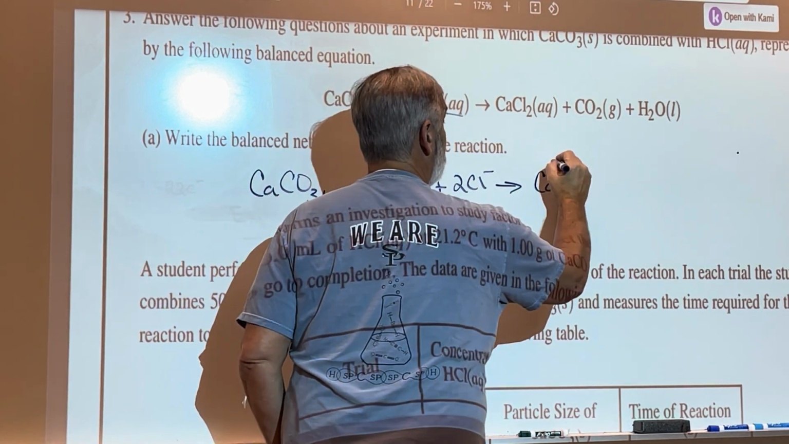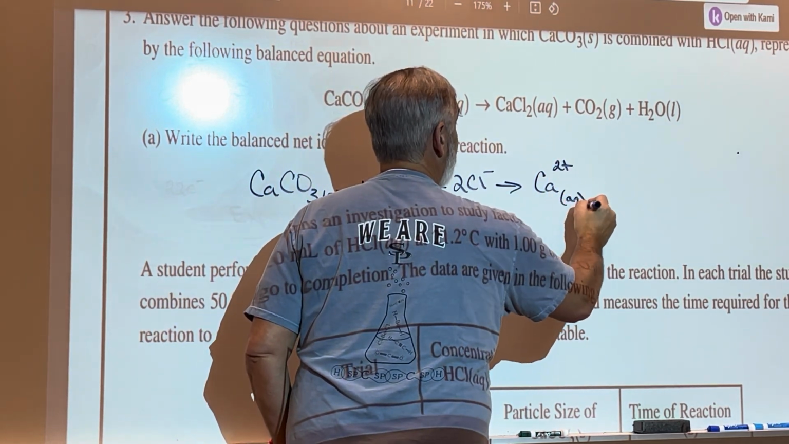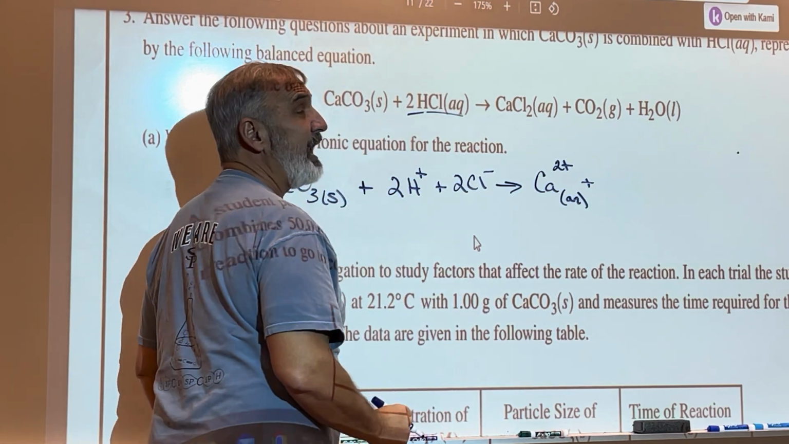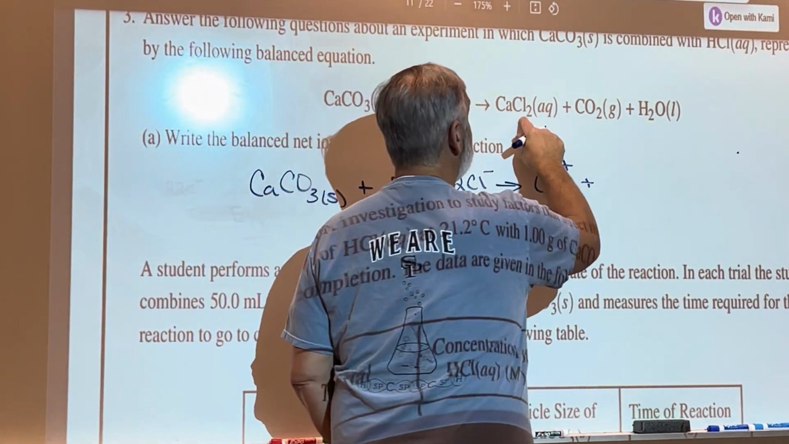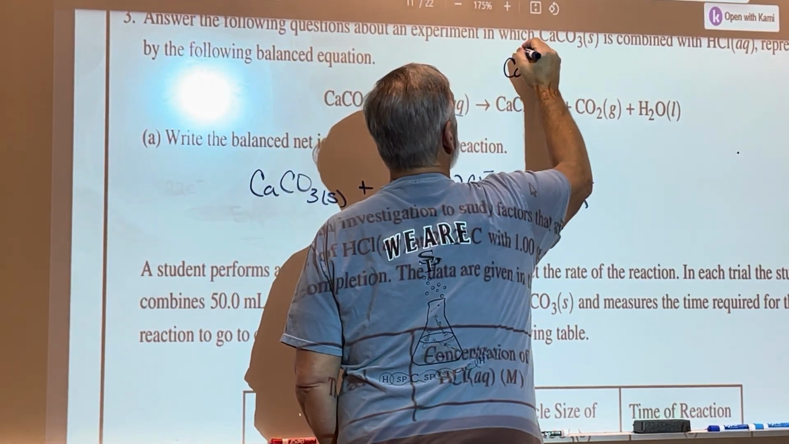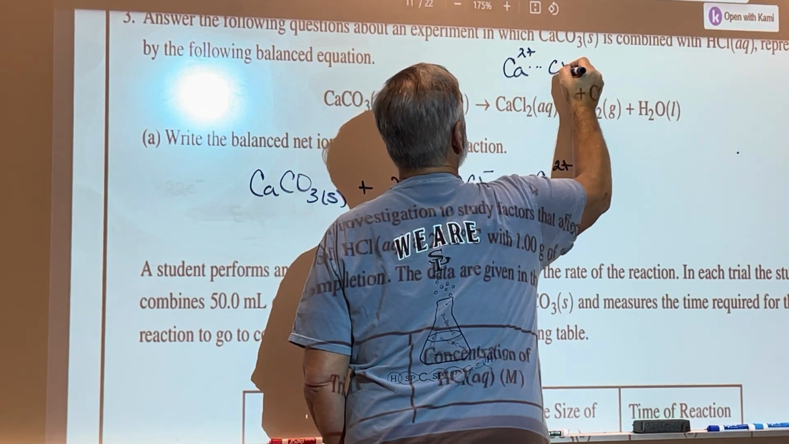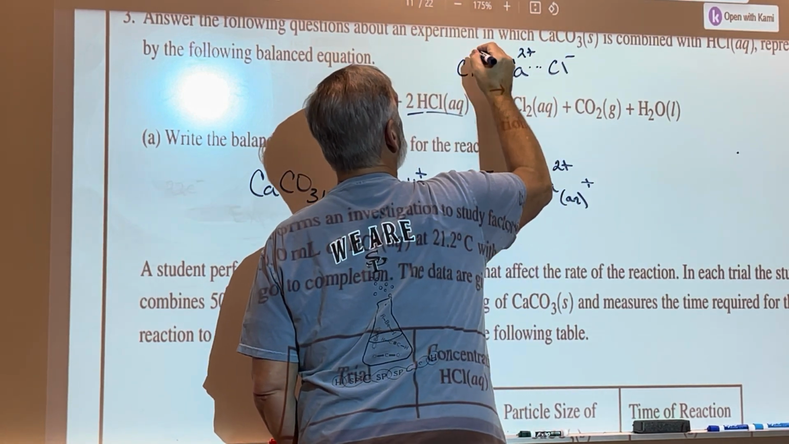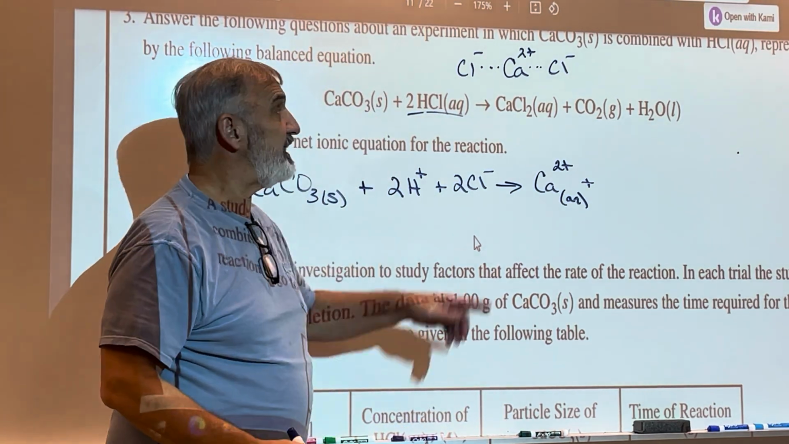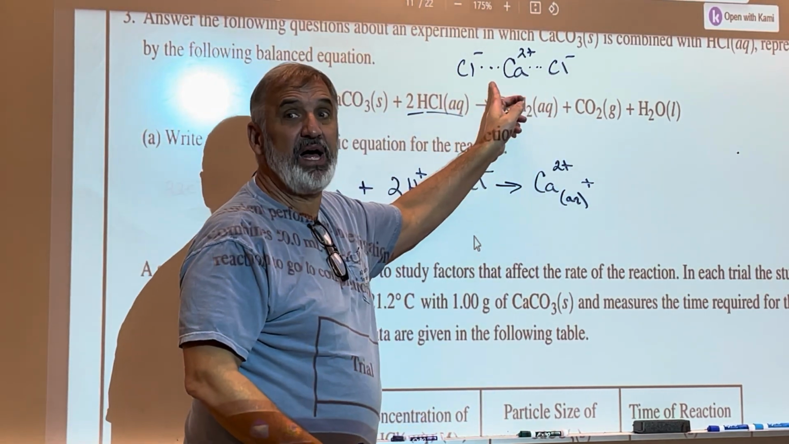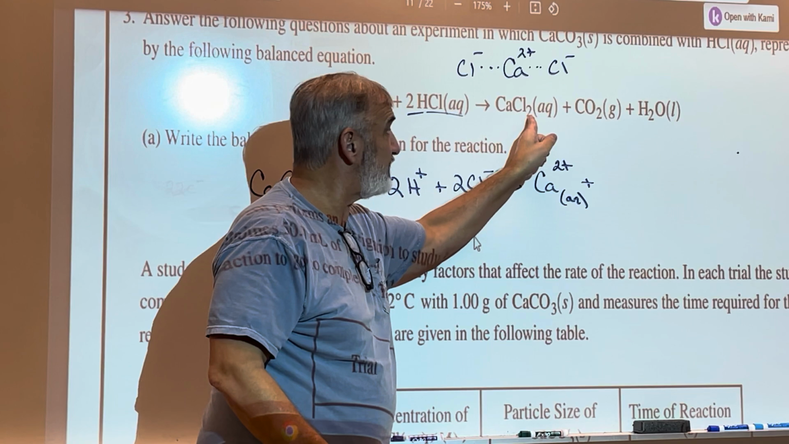2 plus. And Cl minus, how many? 2 Cl minuses. Because it's going to be a Ca 2 plus bonded to a Cl minus, bonded to a Cl minus. These two are not going to bond together, so it's not going to have a subscript 2.